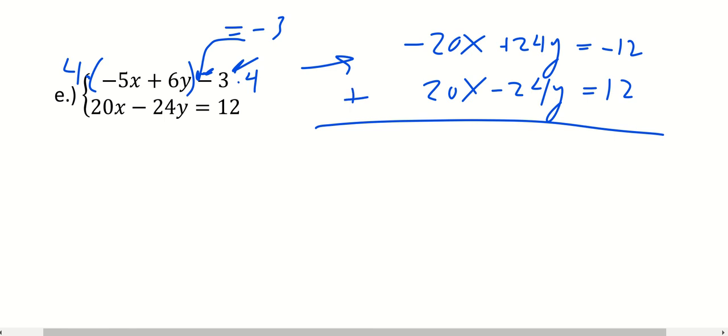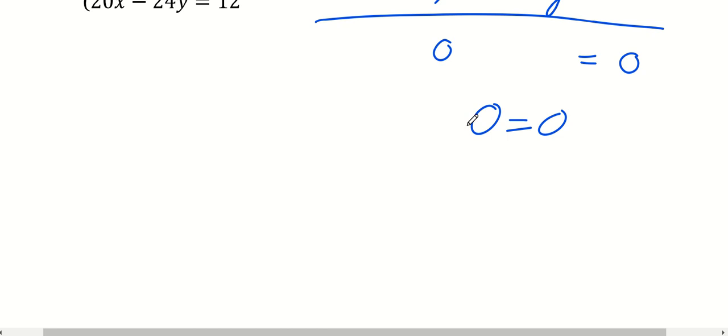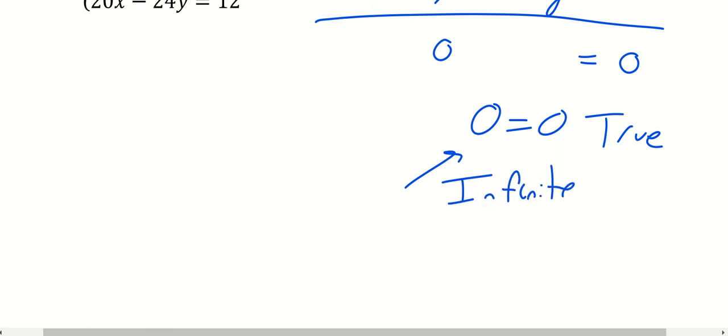When we now add these two equations together, again, the goal was to get the x's to cancel, and we were successful. Negative 20x plus 20x is 0, so that cancels. 24 plus negative 24, that also cancels. So we get just 0 on the left-hand side. On the right-hand side, we get negative 12 plus 12 also equals 0. So we're in a situation where both variables end up canceling, producing us with one equation that is actually true. Whenever that happens, this is the case where there's going to be infinitely many solutions.